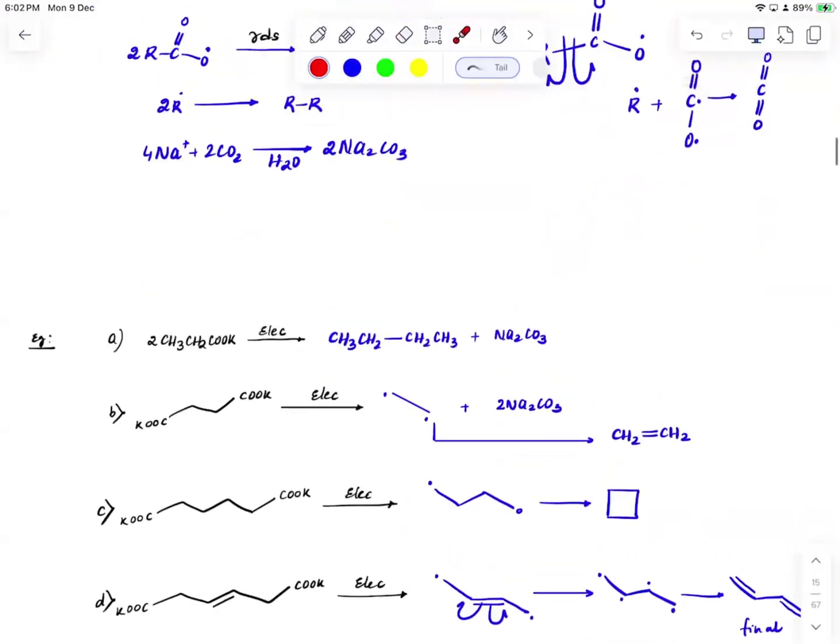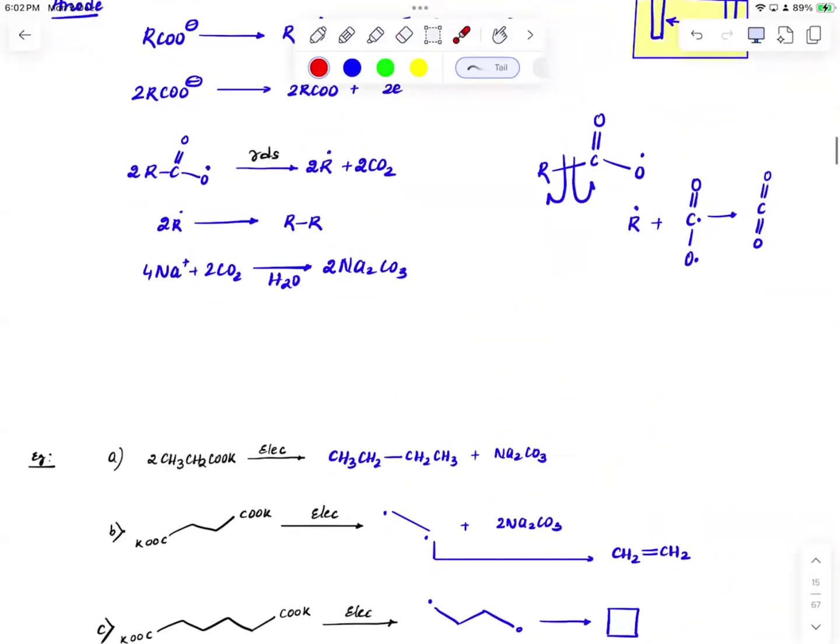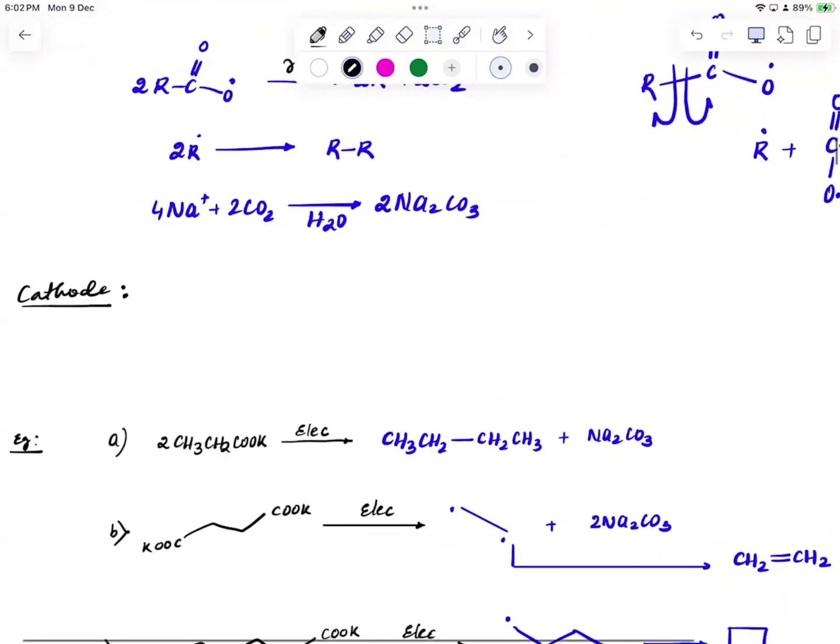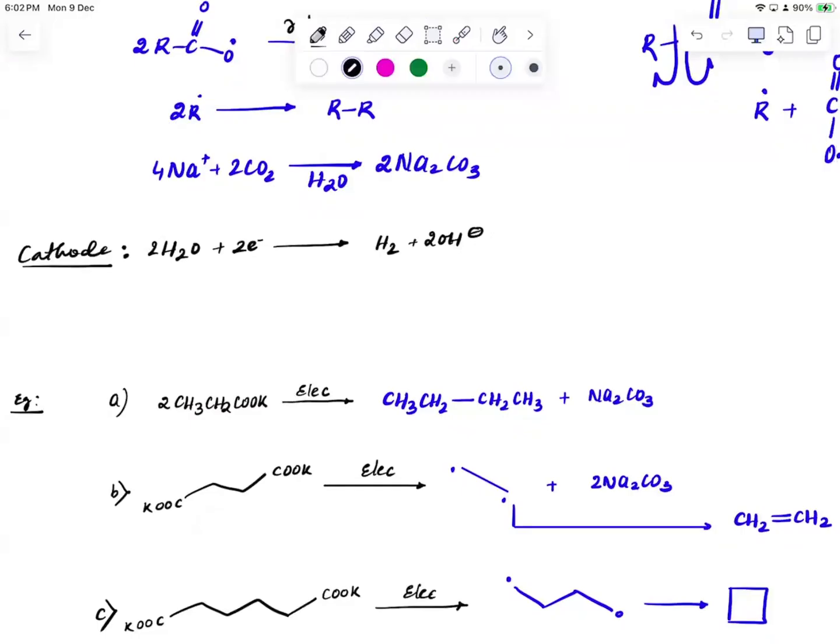And on the other hand, this is all about the anode reaction. What is happening at cathode? Let's see. On the cathode, because it is an aqueous solution, you would notice that H2O will be accepting the electrons which have been lost by the acetate group or the carboxylate group to convert into H2 gas and then become 2OH minus. Okay. So at cathode, H2 gas is released always.